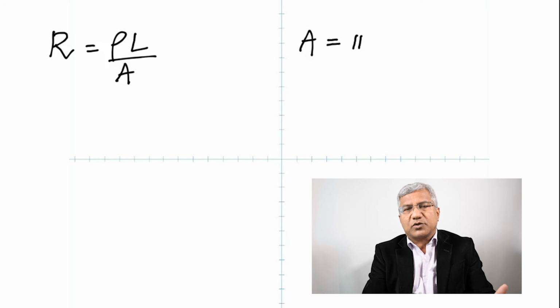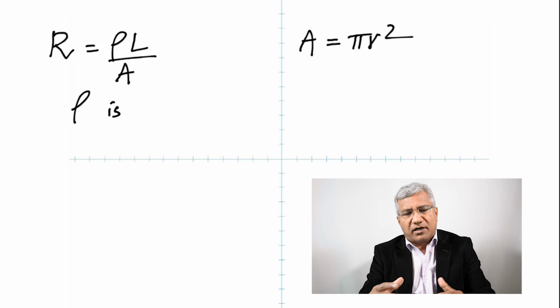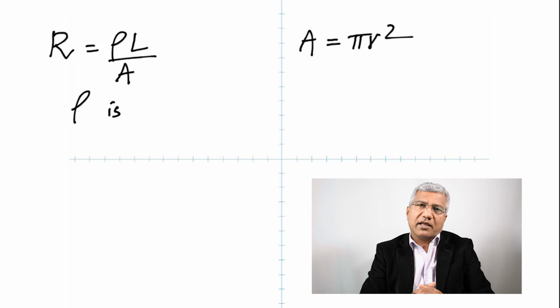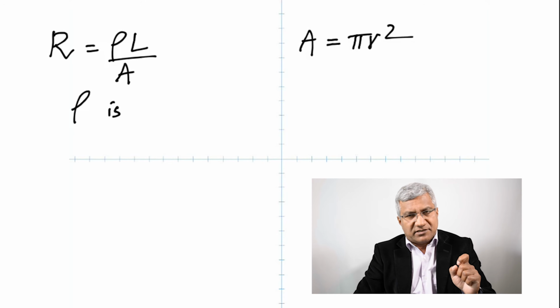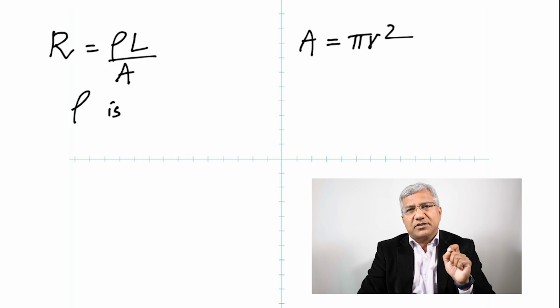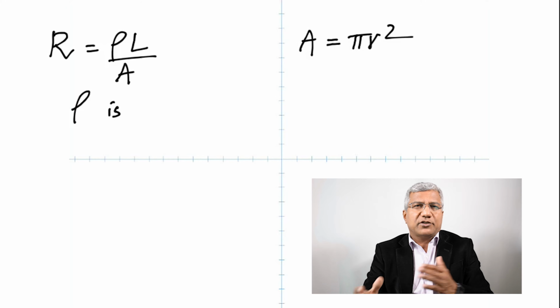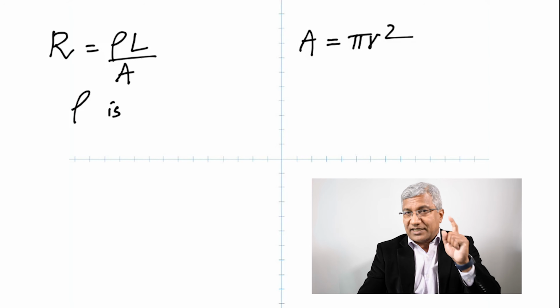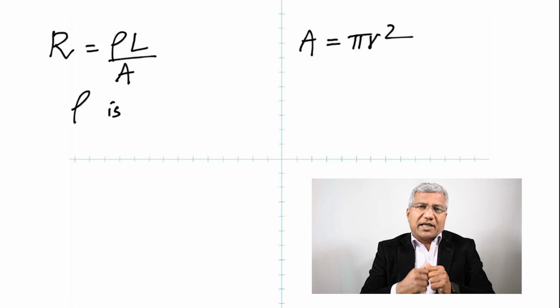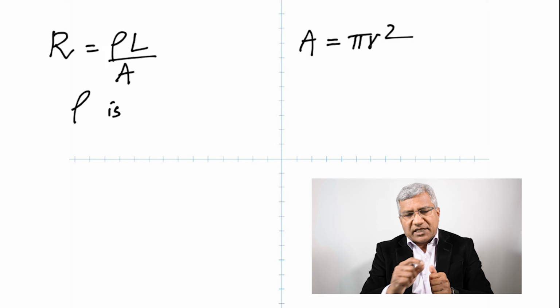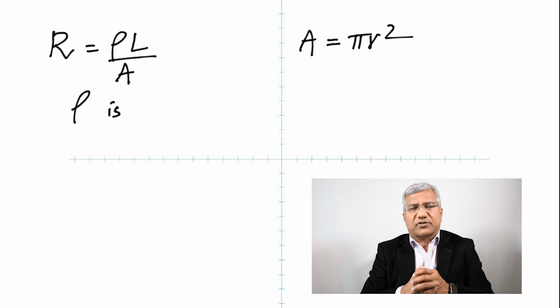It deals with resistance of a conductor. The resistance of a conductor is given by this formula, R is equal to rho L by A. Rho is a constant for a material. So if it's copper, it has a certain value. If it's aluminum, it has another value. So rho is a constant. That's important. L is the length in meters and A is the area of cross-section in meters squared.